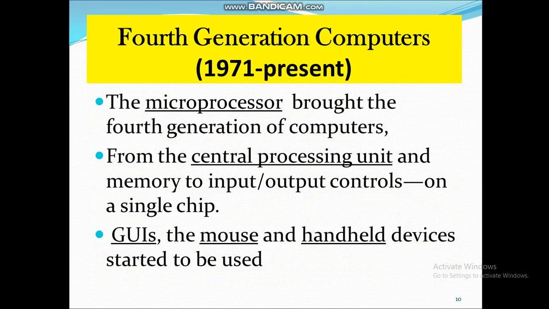We move to the fourth generation computer, that is from 1971 up to the present. Number 1, the microprocessor brought the fourth generation of computers. Number 2, from the central processing unit and memory to input-output controls on a single chip, and GUIs, the mouse and handheld devices started to be used.